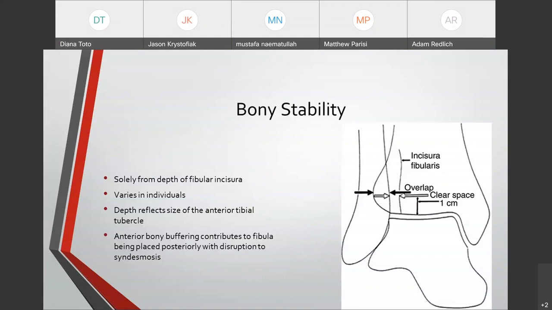So let's talk about the bony stability of the ankle. This is solely based on the depth of the fibular incisura. This varies in individuals. Some studies report that about 40% of people do have a shallow incisura, and there is some thought that this leads to predisposition to high ankle sprains. And then the anterior bony aspect of the tibial tubercle adds to the fibula being displaced posteriorly with disruption of the syndesmosis.